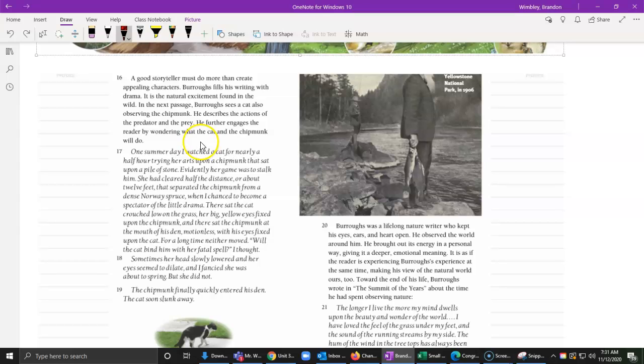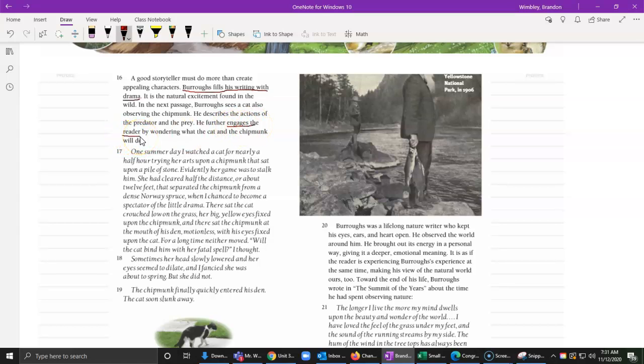So this part right here is kind of important. He fills his writing with drama. He's not just describing the action or what the chipmunk's doing. There's going to be kind of like a villain that's introduced with this cat. And he's doing it so that it engages the reader.